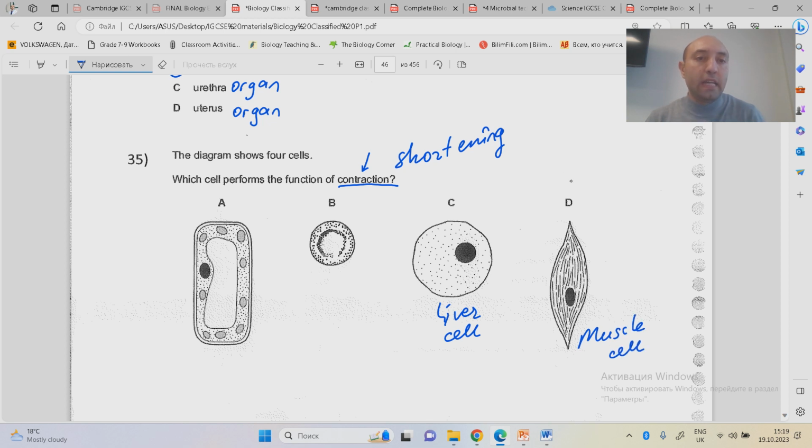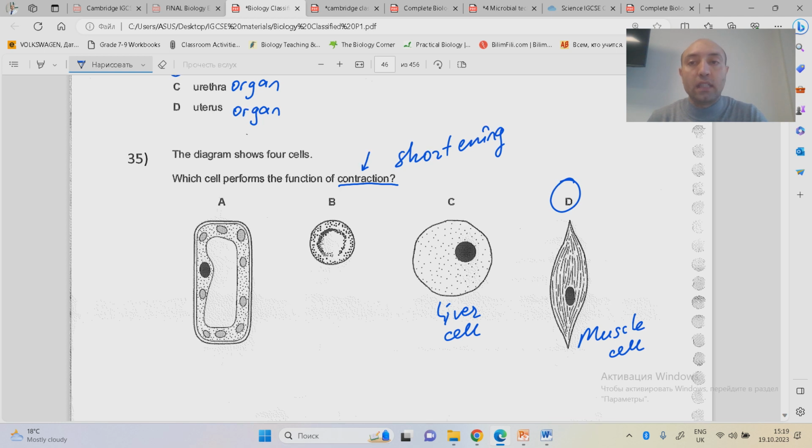And muscles have this property. Muscles contract, which means that they shorten, and they cause movement. For example, this muscle is known as the biceps muscle. When the biceps muscle shortens, it bends the arm. When the triceps muscle shortens, the arm opens. So this is the example. The answer, as we said, is D in this question.